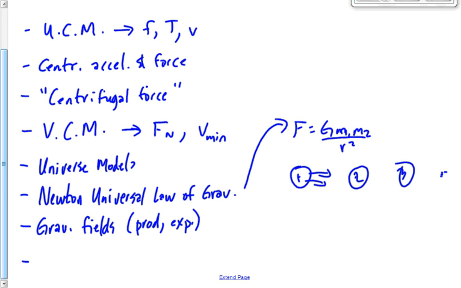Finally, what do we have? Satellites. Know what a satellite is and know how to analyze it. Basically, with a satellite, what do we do? Fc equals Fg. And that's going to be the case every time. Every once in a while, we throw in v is equal to 2 pi r over t or something like that. But in the end, that's the basic analysis that we always do.